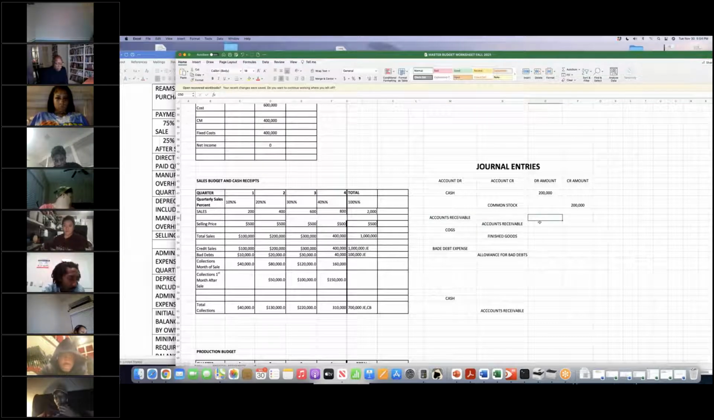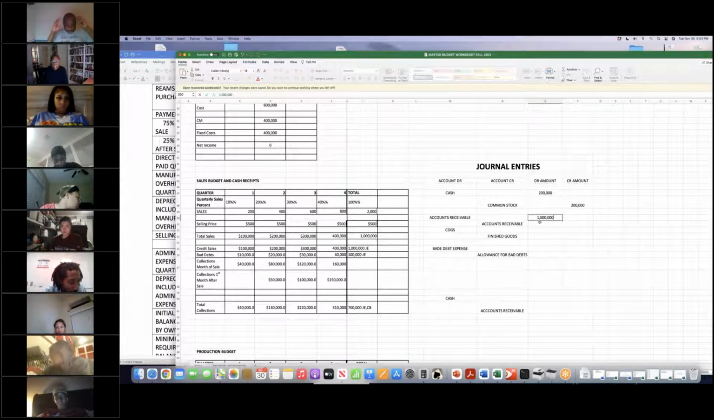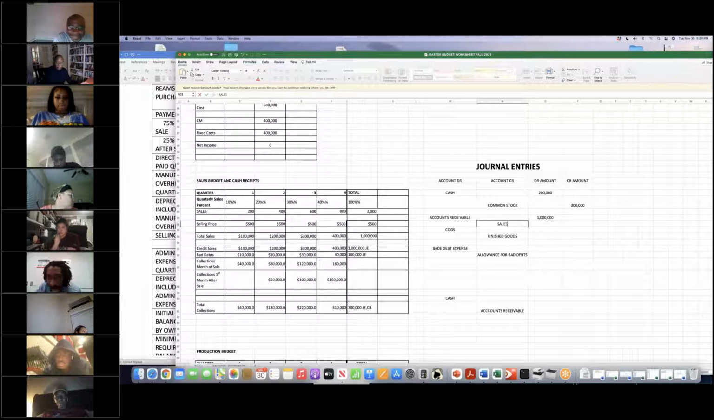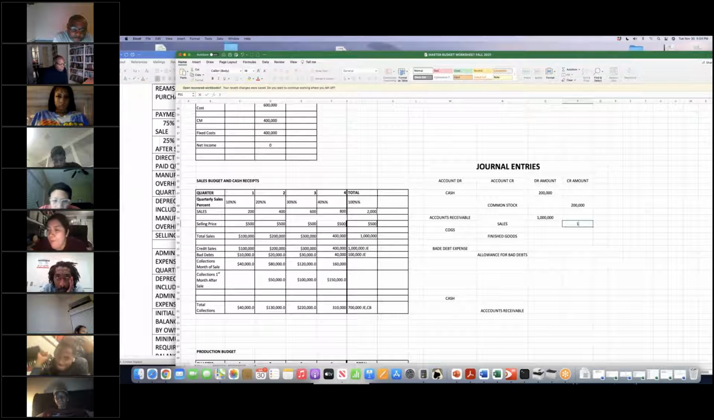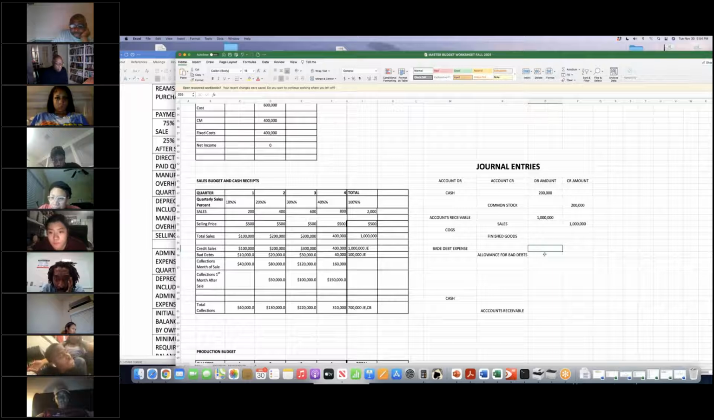And the accounts receivable were $1 million. And then this should be sales, and that was $1 million. Then we're going to do our bad debt expense. We got 100,000 there, so we just make this journal entry. From the total columns, you're getting the amounts that go in these journal entries.